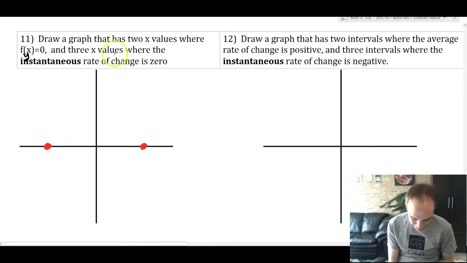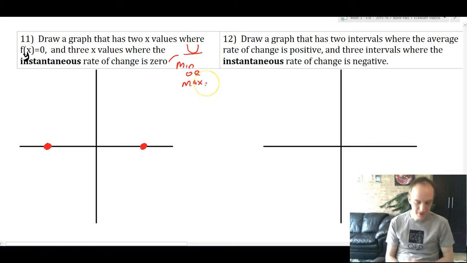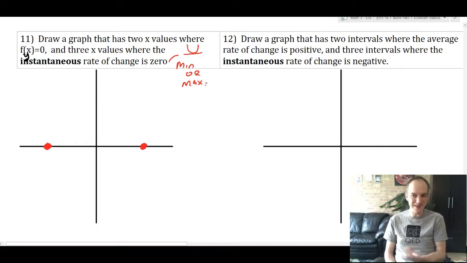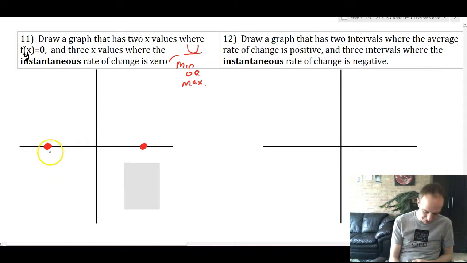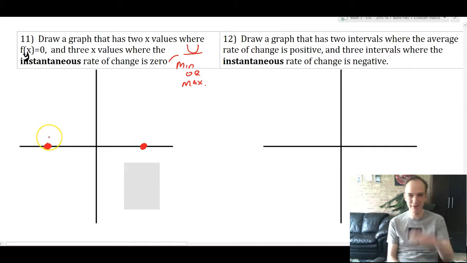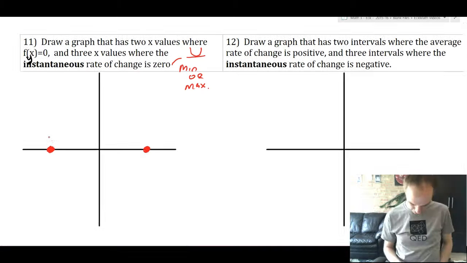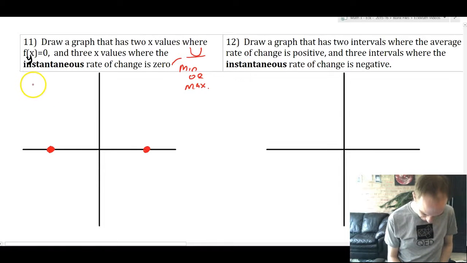And then it says, and 3 x values where the instantaneous rate of change is 0. And we already talked about this. This is true wherever the tangent line is going to have a 0 slope. So this is going to be a min or a max of the function. So now we get to be a little bit creative. Our function's only allowed to like cross the axis twice, but it's got to have 3 minima or maximum. So if we can only have 3 minima or 3 maxima, then maybe we want to try this.